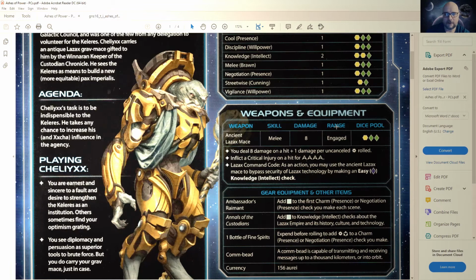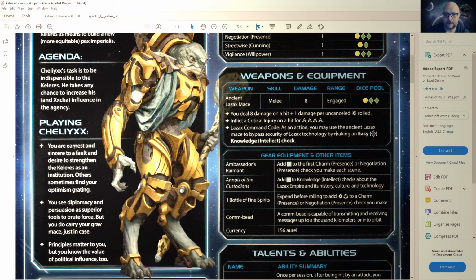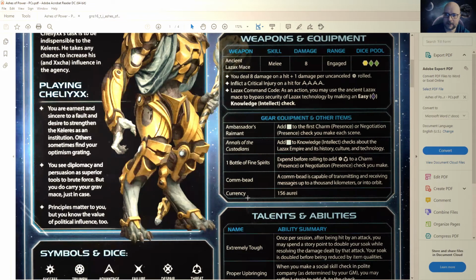we did 500 aura. I think 500 is pretty standard, but it probably depends on the economy of how you're building your economy. We're kind of using the Star Wars Edge of the Empire for our economy. A lot of these items they're not going to be starting with. Our guys, we all started with comm beads, but this ambassador's raiment, annals of the custodians, like that would all be gear that's not going to exist.